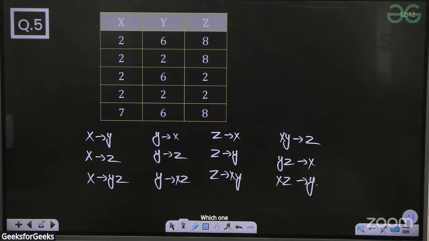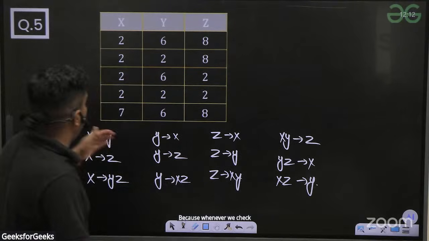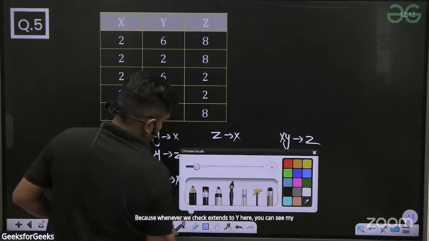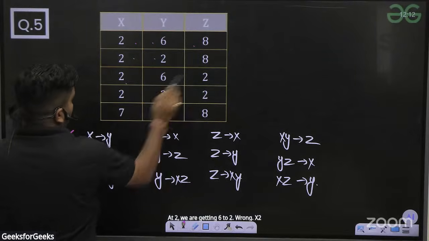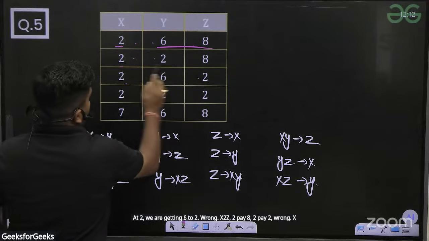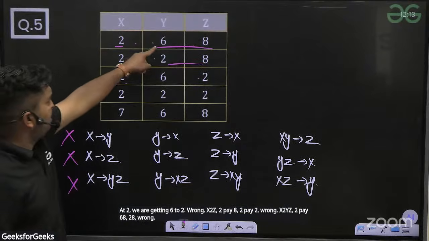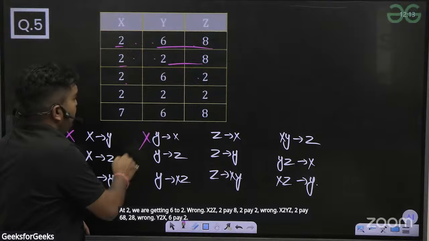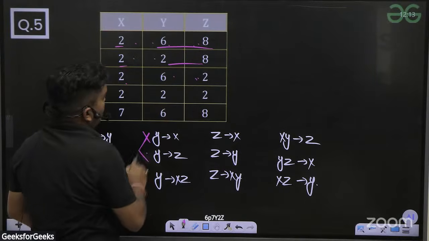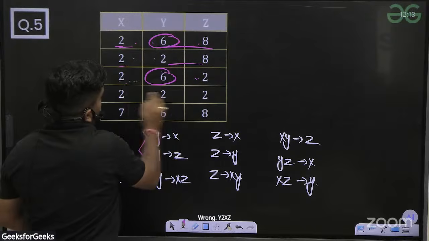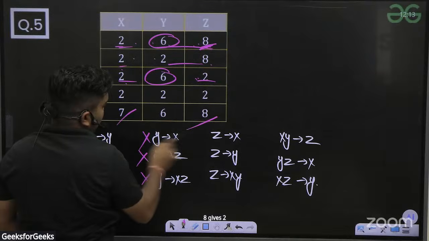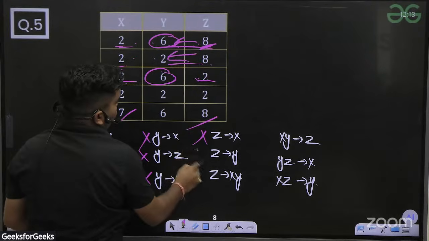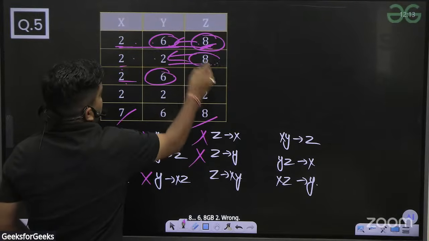Which one? 0 you are getting? Because whenever we check X to Y here, you can see at 2 we are getting 6 and 2. Wrong. X to Z: 2 gives 8, 2 gives 2. Wrong. X to YZ: 2 gives 6 8, 2 8. Wrong. Y to X: 6 gives 2, 6 gives 7. Y to Z wrong. Y to XZ wrong. Z to X: 8 gives 2, 8 gives 7, 8 gives 6, 8 gives 2. Wrong.